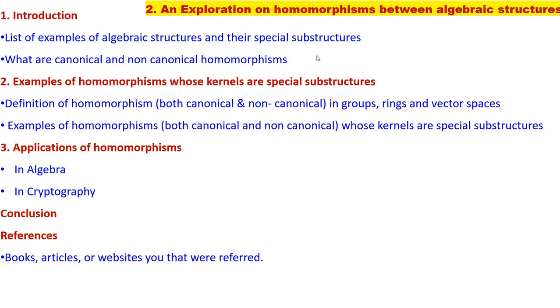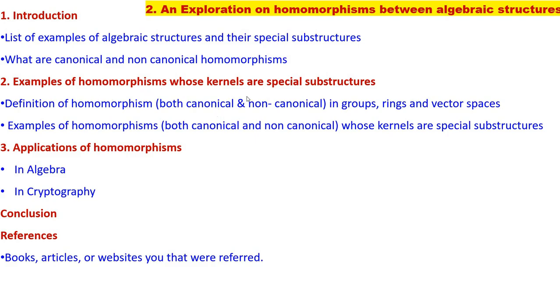In the case of groups, it means normal subgroups. In the case of rings, it will be ideals. In the case of vector spaces, it will be subspaces. They will be the special substructures, and they can be mentioned here. And then you can give examples of homomorphisms whose kernels are special substructures. The homomorphism can be either canonical or non-canonical.